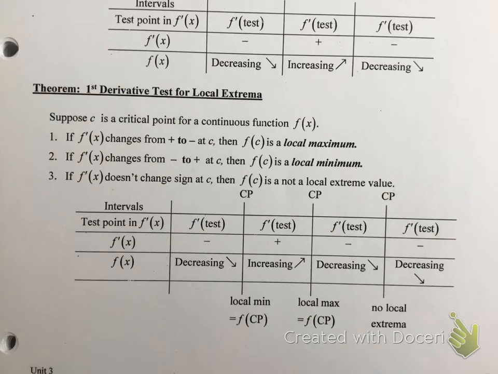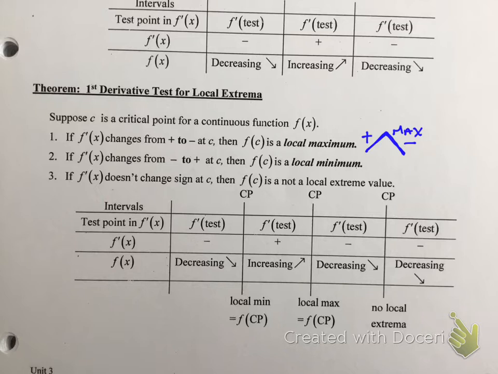The first derivative test: if the derivative changes from positive to negative at c, then we have a local maximum. So guys, that looks like this. If it's increasing and then decreasing, we have a max. So think of a mountain: once again, this was positive slope, negative slope, right? That gives me a max.